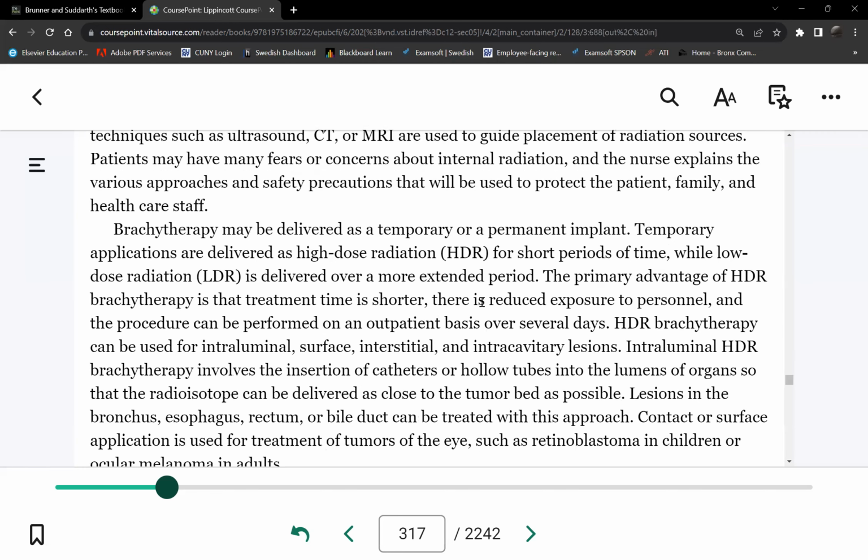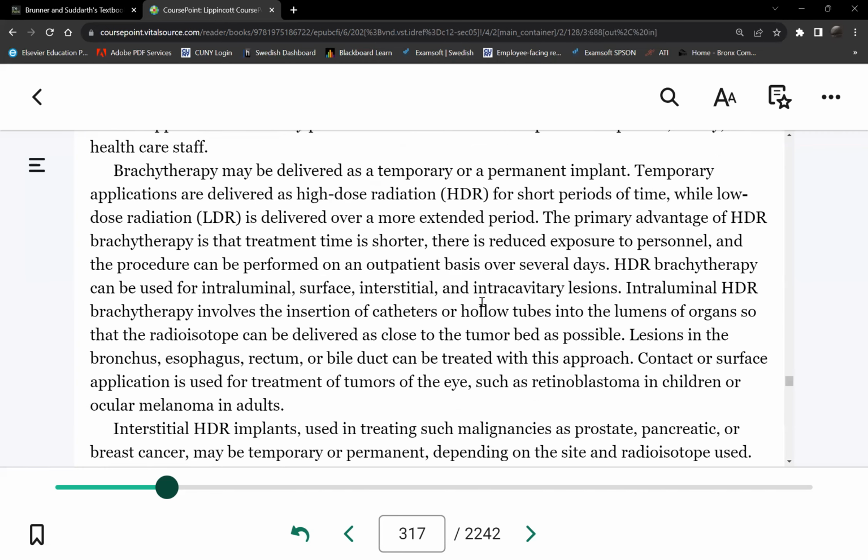So we said time, correct? How long do we spend with a patient maximum? 1 hour. How far, maximum? 3 feet. Okay, that's good.